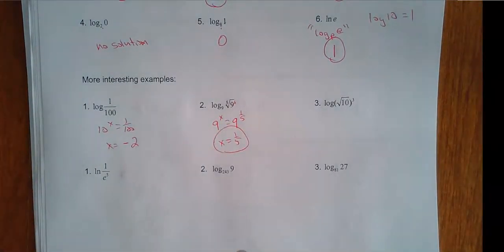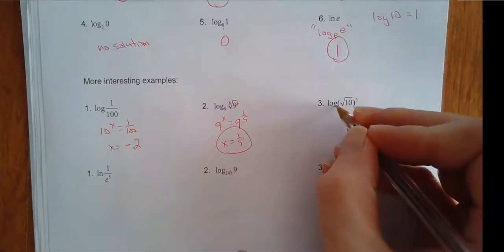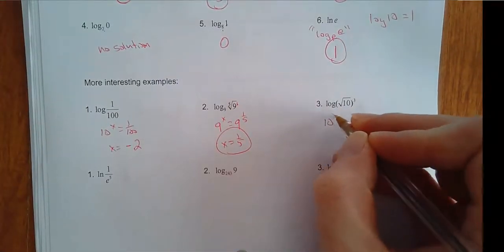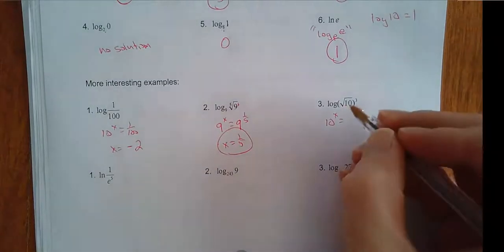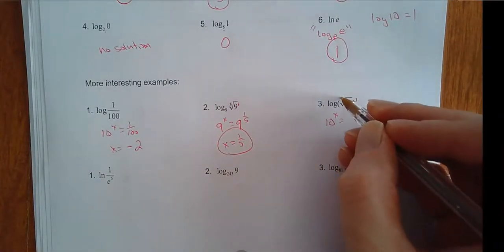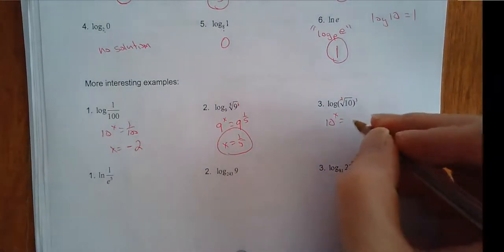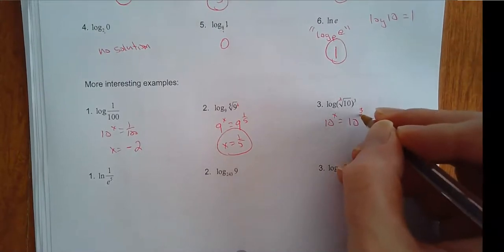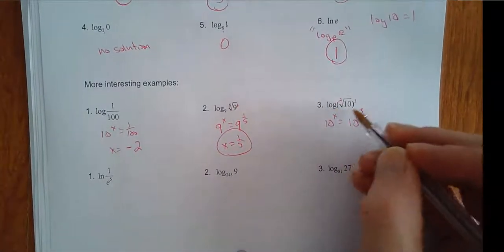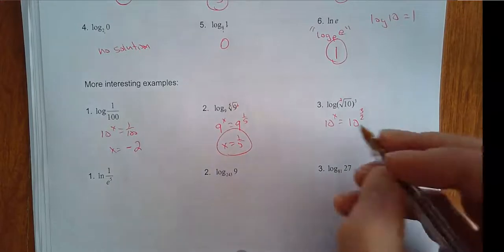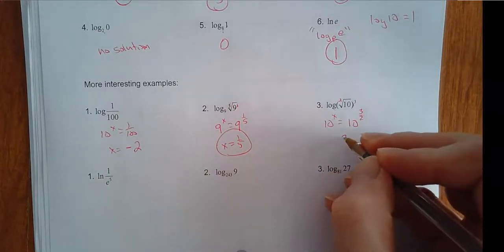1/5. Okay, this guy here, the base is 10, so 10 to some power equals, and if I want to rewrite this, that's actually a square root. This would be 10 to the 3 over 2. That's what this argument is, 10 to the 3/2 power. So 10 to the x equals 10 to the 3/2, well, that'd be 3/2.